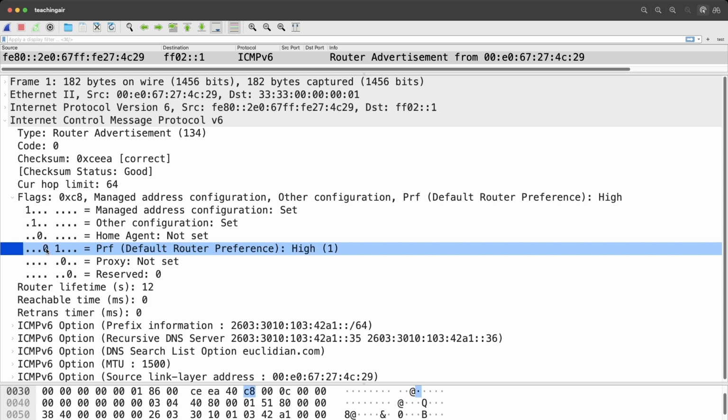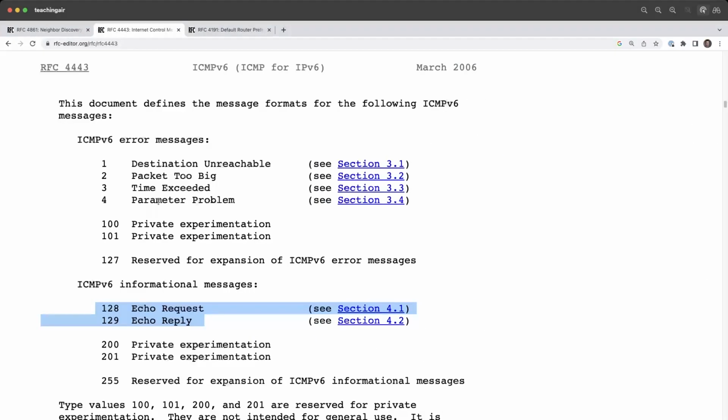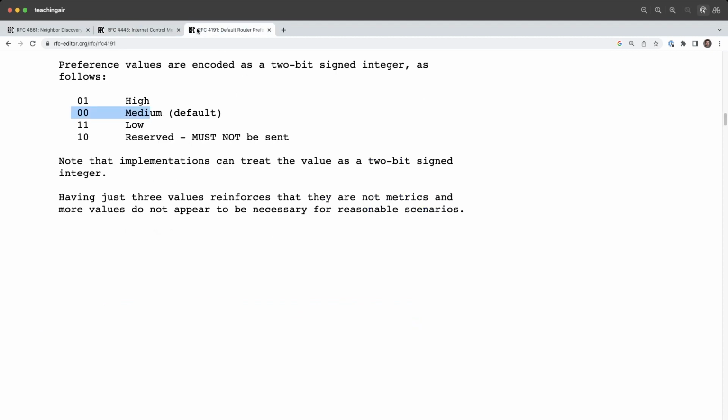And let me pull up the RFC here. Yeah, here is the RFC. So 1 means high, 0 means medium, and that's the default. And then we have 1 low. So basically, I think they wanted to stay compatible with the default 0 for medium, because these flags weren't defined initially. And if they're not defined, they're usually set to 0. So the default should be medium.